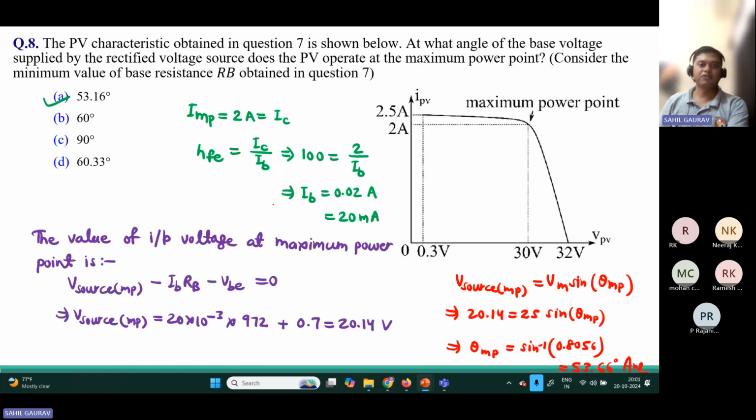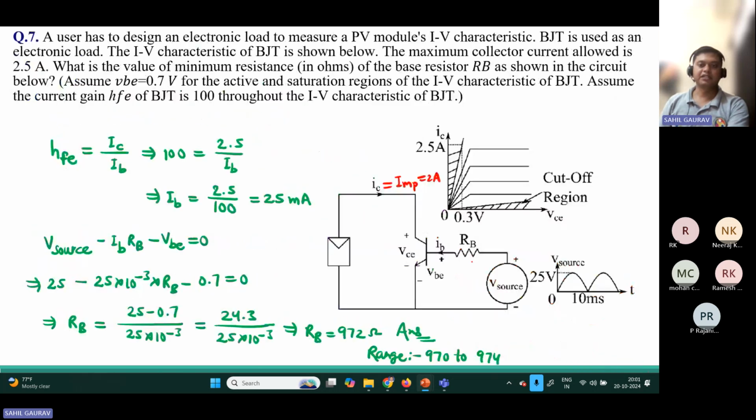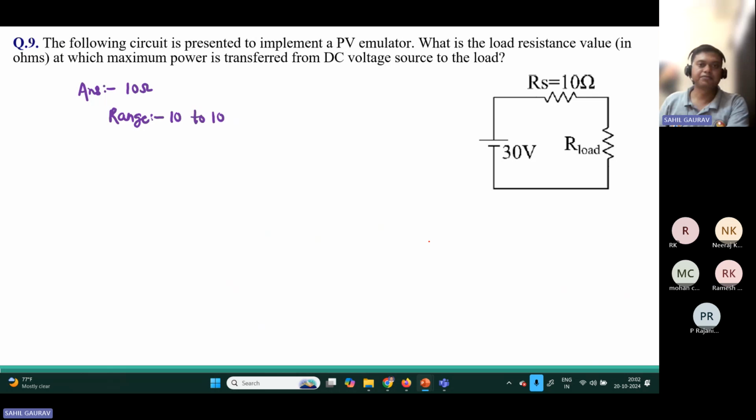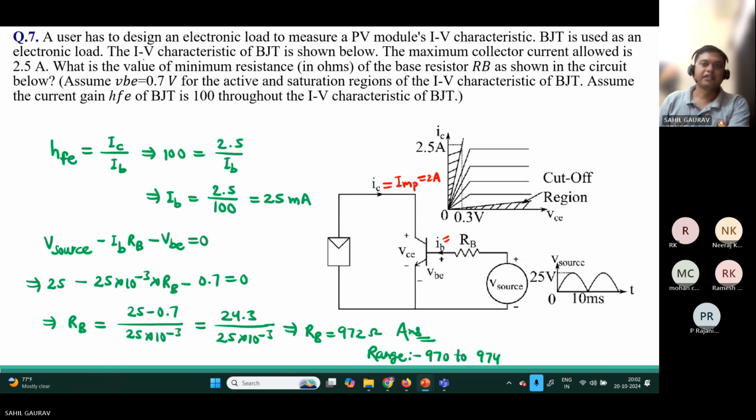So from here you can find the base current. What is the HFE in the question? This number is the current gain value. They have given HFE. Yeah, this is given as current gain of BJT. Okay, okay, got it.